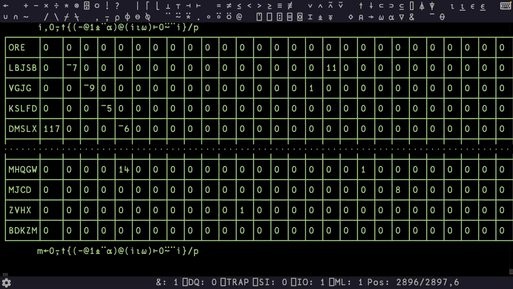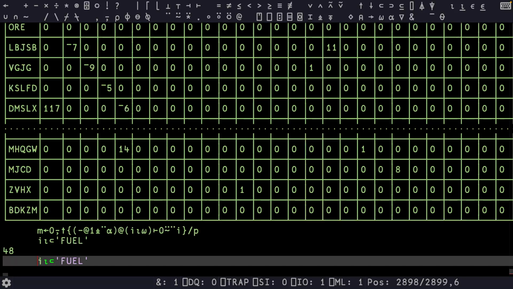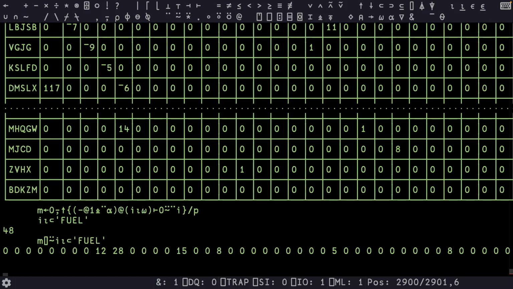All right. Now, our problem asks us to figure out how much ore we need for a particular unit of fuel. So presumably the very first reaction that we're going to want to run is the fuel reaction. We can find that by doing ingredients index of, enclose, fuel. That gives us 48, which we can then index into our matrix to get the particular row associated with the fuel reaction.